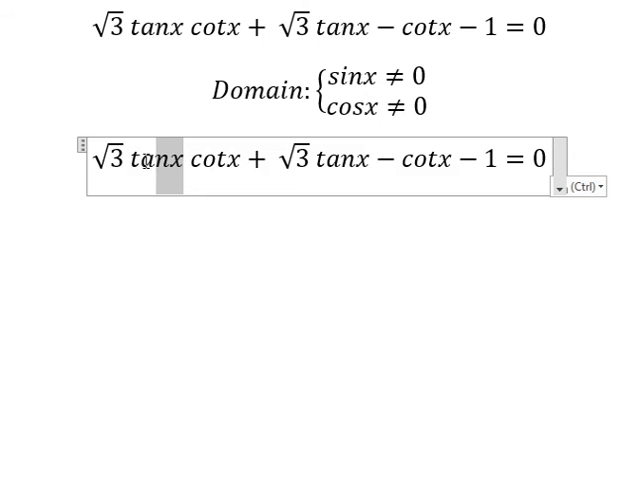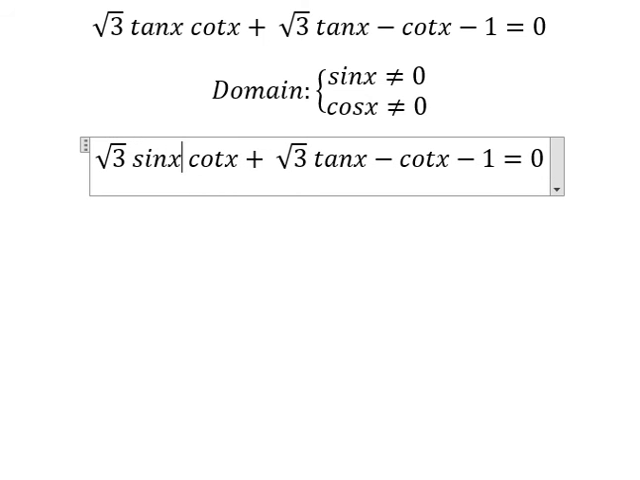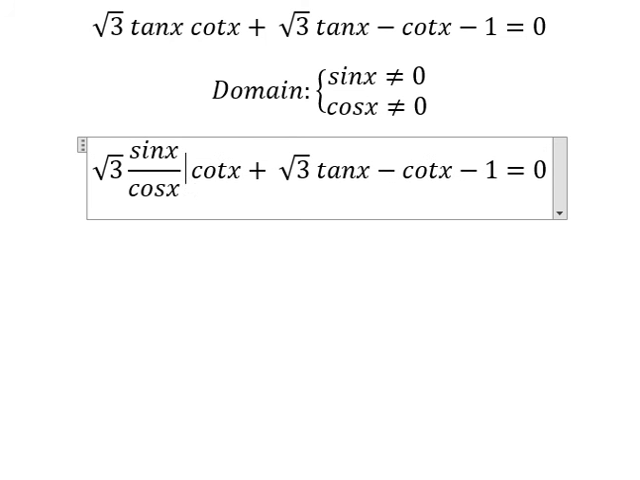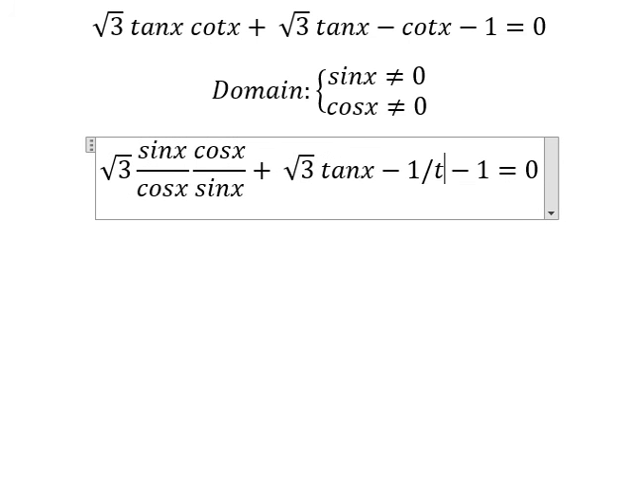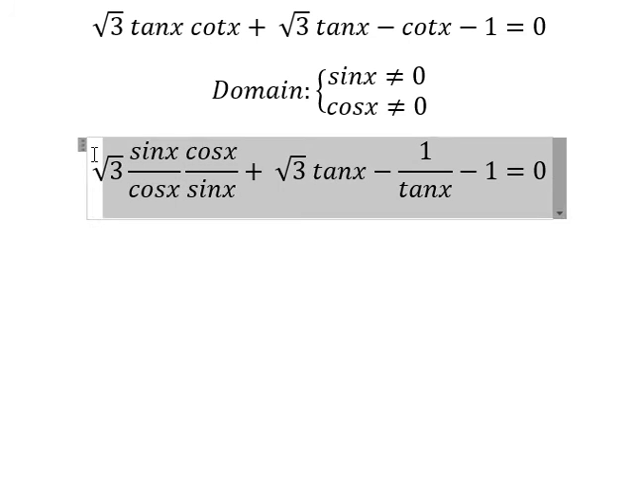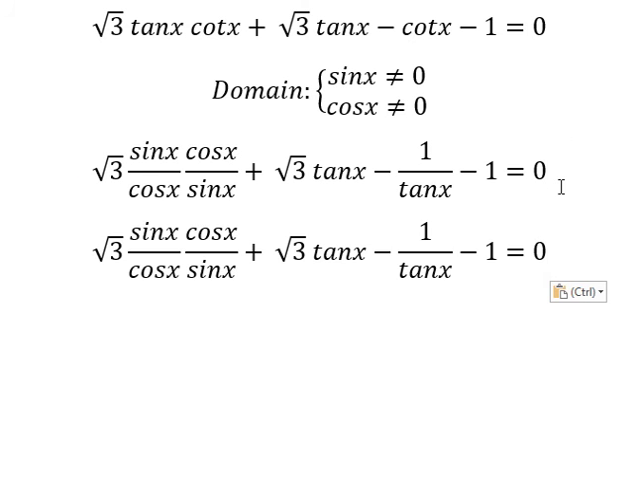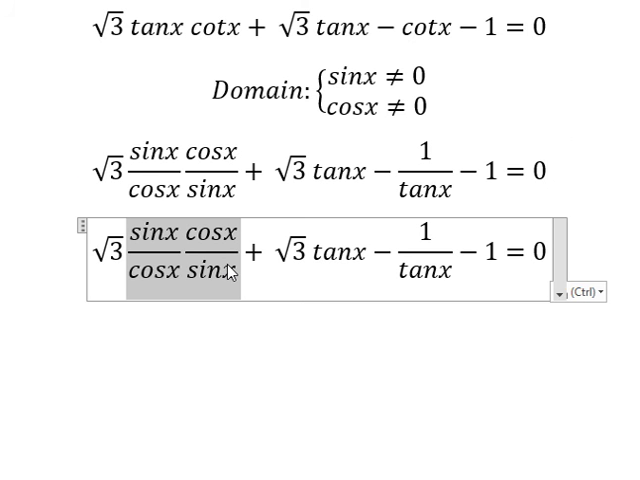Next, tan x is sine x over cosine x. Cotan x is cosine x over sine x. And cotan x is 1 over tan x. So this one, they will simplify each other.